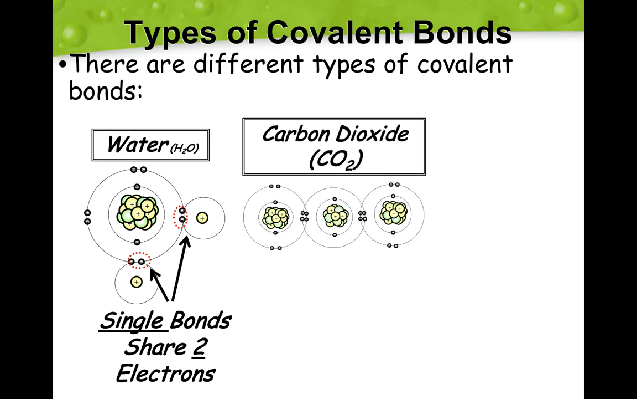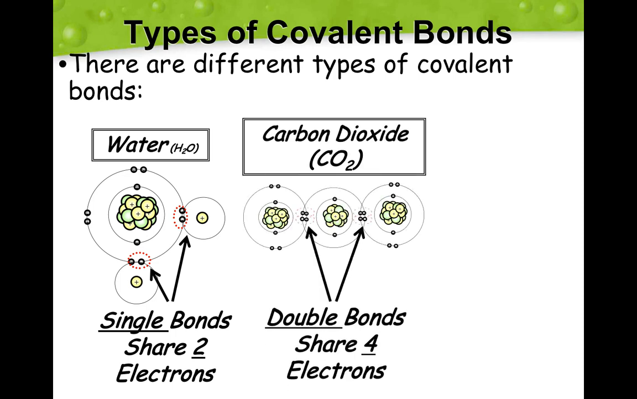Okay, now let's look at carbon dioxide. Carbon dioxide has two what are called double bonds. If you look at each case where the arrows are pointing, there are four electrons being shared. So each pair, which is two, is a single bond. Since they're sharing four, that's a double bond.